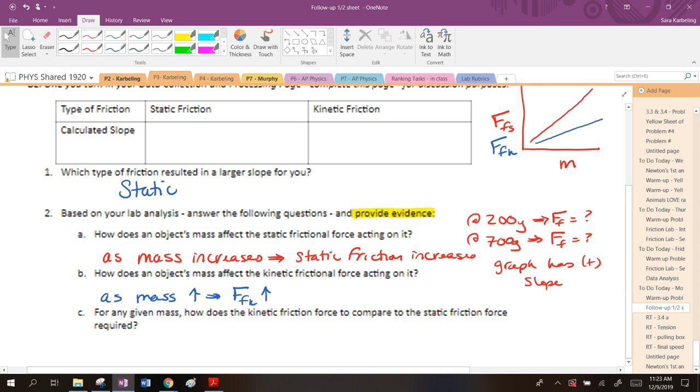Part C. For any given mass, how does the kinetic friction compare to the static friction? Did you have a chance to talk about this one at your tables or no? Do you need 30 seconds? 15 seconds? Go. Do it right now. Answer that question right now. It should be loud physics right now. Go.